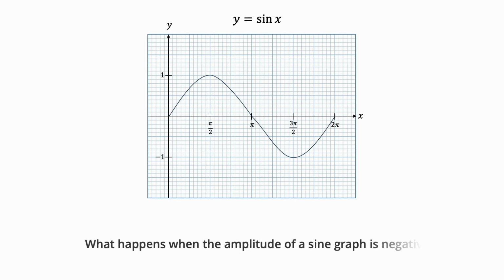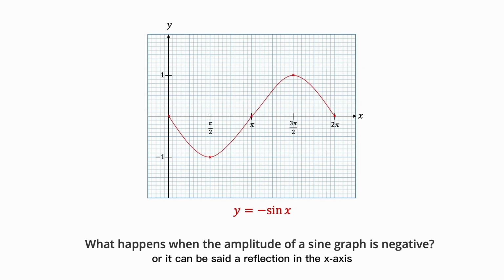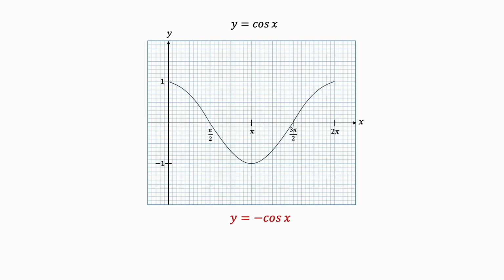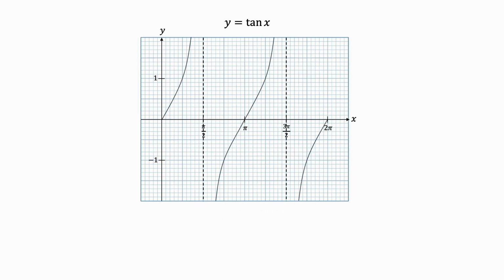What happens when the amplitude of a sine graph is negative? The function y equals minus sin x. The graph flips upside down, or it can be said a reflection in the x-axis. Same to the graph y equals minus cosine x. The graph flips upside down. And y equals minus tangent x, the graph reflects in the line of the x-axis.